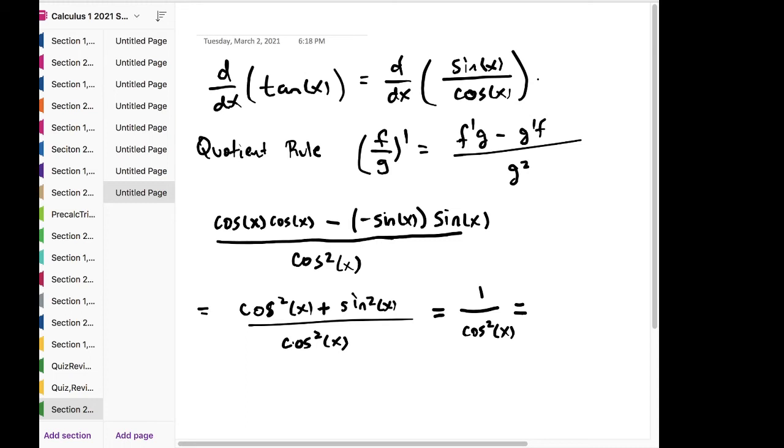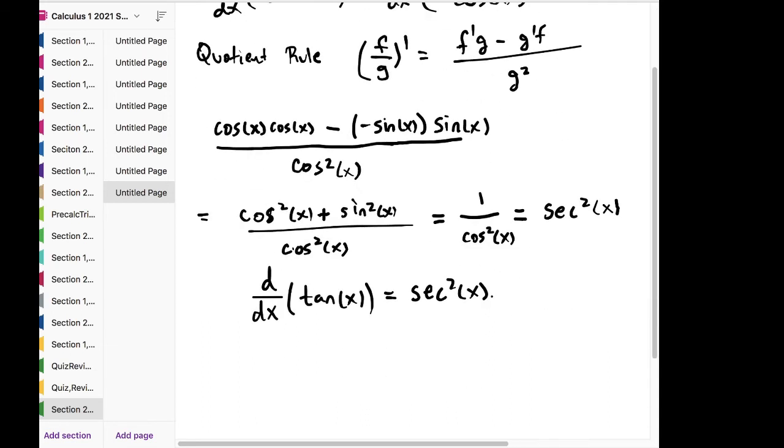And then what's 1 over cosine squared? Can you write that as a different trigonometric function? Is it secant or cosecant? Secant, yes. So it's secant squared. So the derivative of tangent is secant squared. No need to memorize this, because it's just a nice application of the quotient rule.